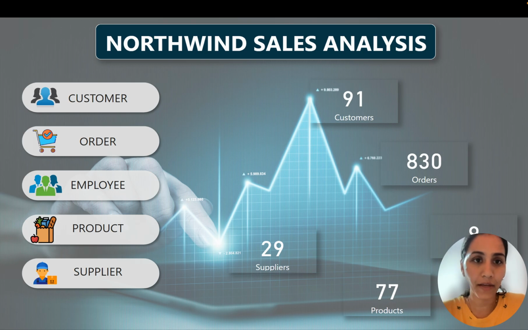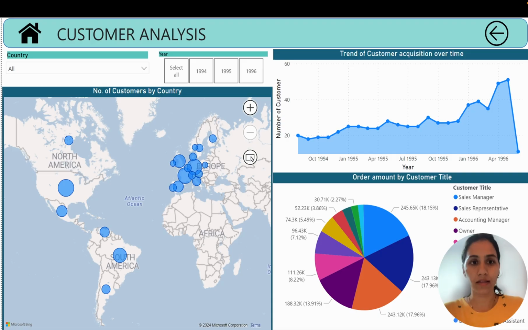This is the home page of my Power BI dashboard, which contains the navigation for all the other dashboards: customer analysis, order analysis, employee analysis, product analysis, and supplier analysis. Now, moving on to the customer analysis. This is my dashboard for customer analysis, which contains two slicers, country and year, and the other three visualizations show the customer analysis.